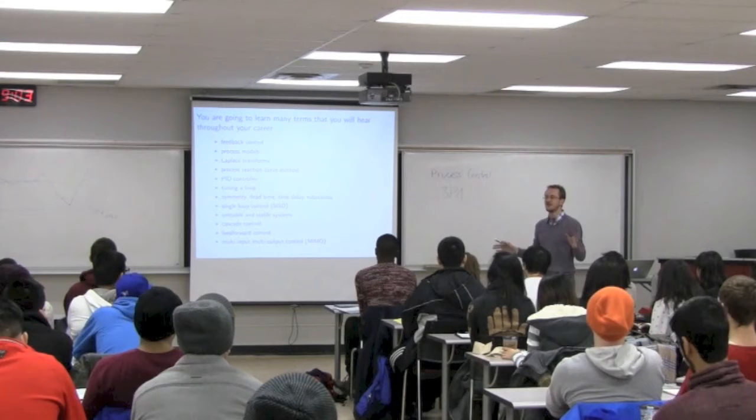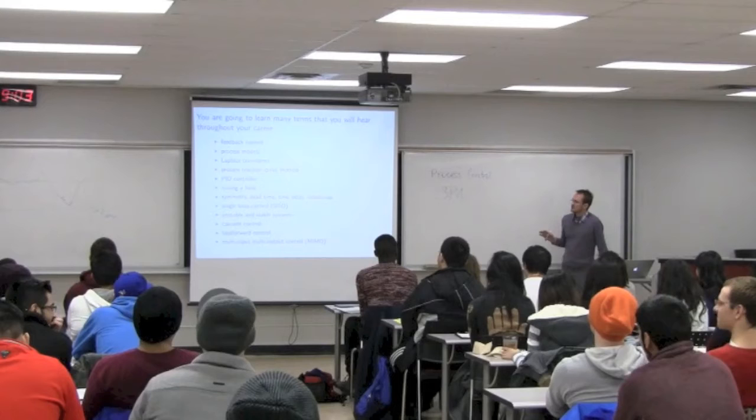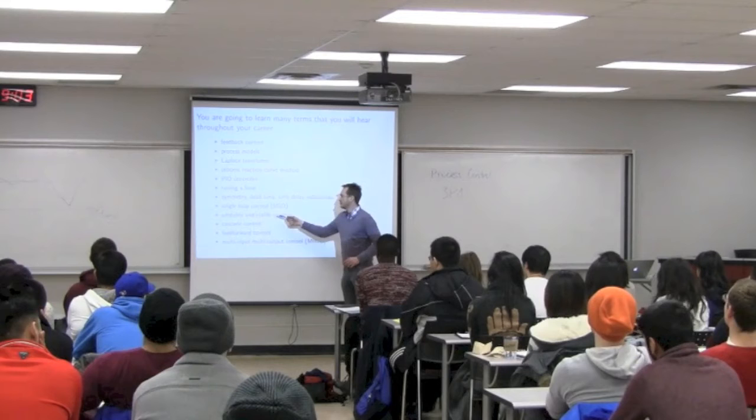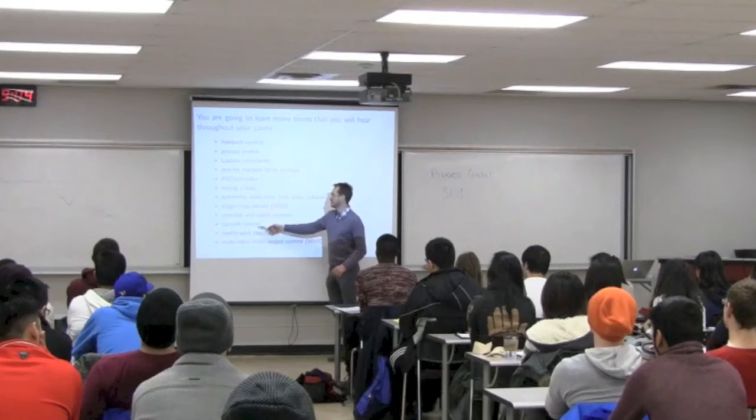So those are important terms. We'll learn some other terms here: symmetry, dead time, time delay, what robustness means. We'll learn about what an unstable loop is. Right? We don't like unstable loops. So we need to know what can cause a loop to go unstable and how to avoid that. And then near the end of this course, we'll learn about cascade control, feed-forward control, and multi-input, multi-output.